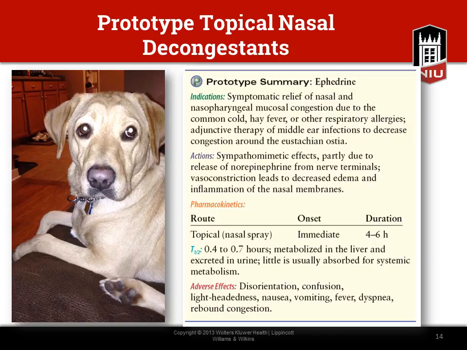Works pretty quickly, usually just a couple of minutes. Lasts about 4 to 6 hours. For the most part, it's really not absorbed systemically. So the adverse effects are more the topical side effects that we already talked about.